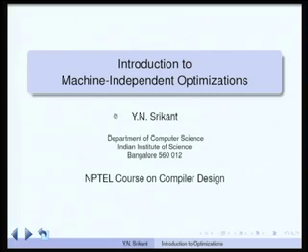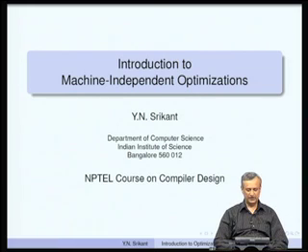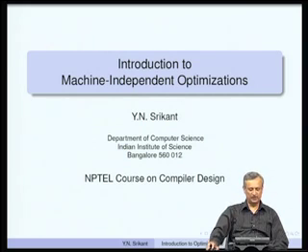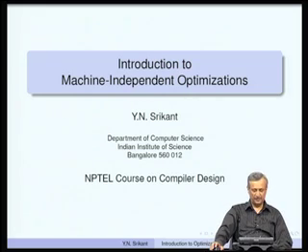So, welcome to the lecture on introduction to machine independent optimizations. So far we have seen code generation, runtime organization, and then how to implement register allocation, object oriented languages and so on. Now, we start looking at machine independent intermediate code, look at a large number of optimizations that can be implemented on these, and then see what information is needed in order to implement such optimizations.